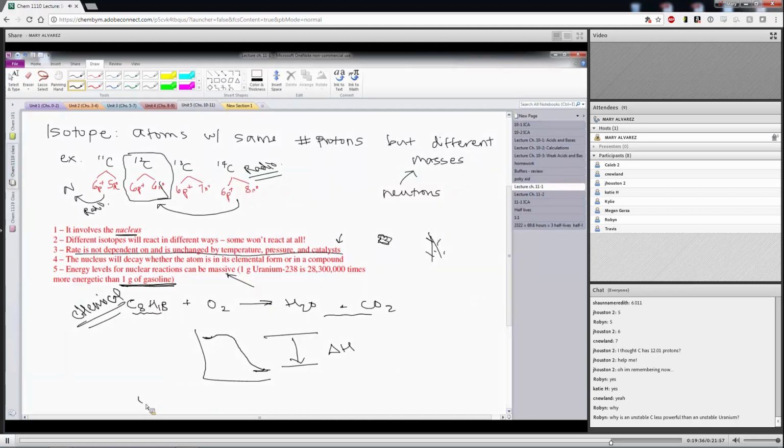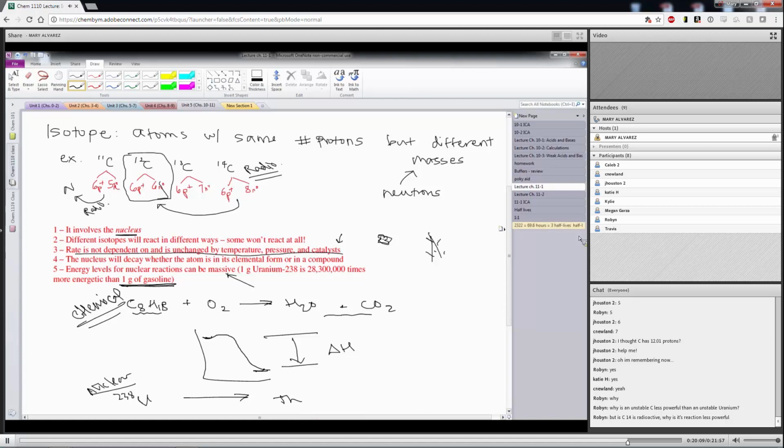Whereas if you have uranium-238 and it undergoes a nuclear reaction, it's because the energy level that binds the protons and neutrons together in the nucleus is massive compared to the energy levels that bind electrons together at the surface. So because this is a chemical reaction and this is a nuclear reaction, I'm fundamentally changing what I have. I might end up with thorium instead of uranium.